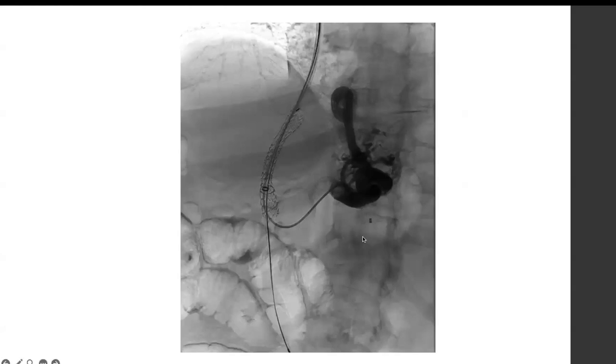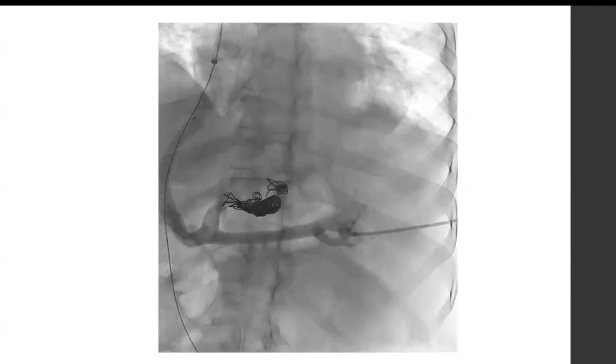Additionally, we embolize the big varices here, and this is at the end, you see good flow through the system here.